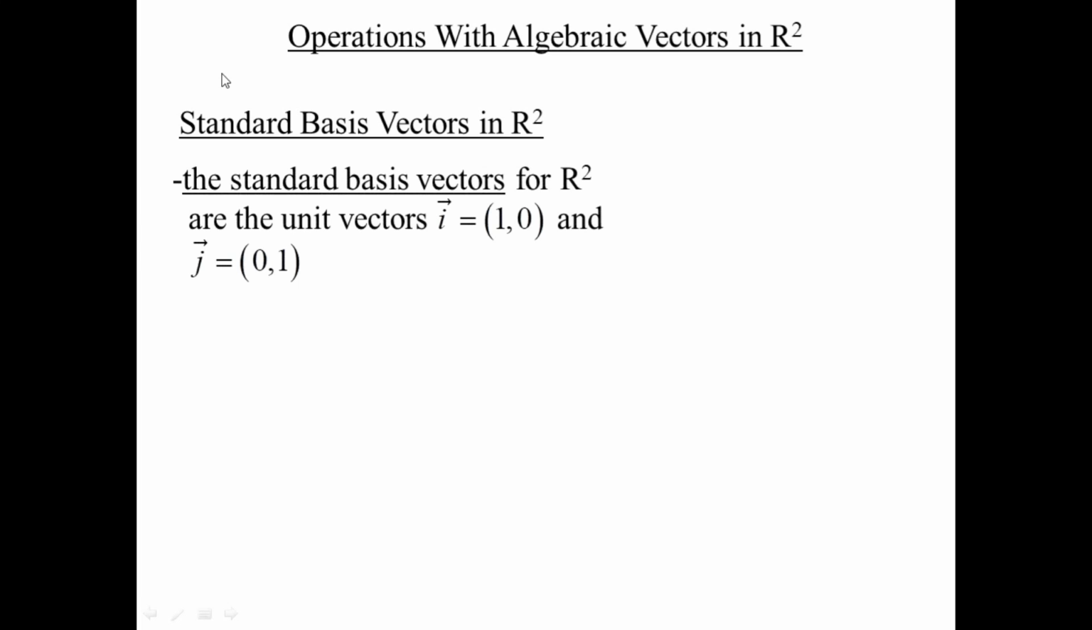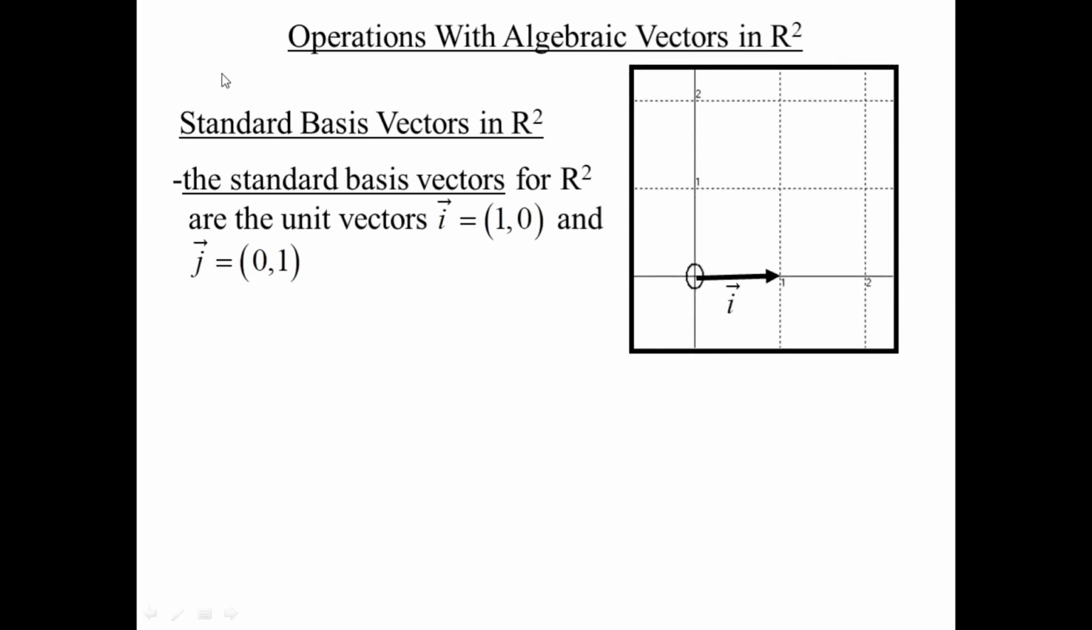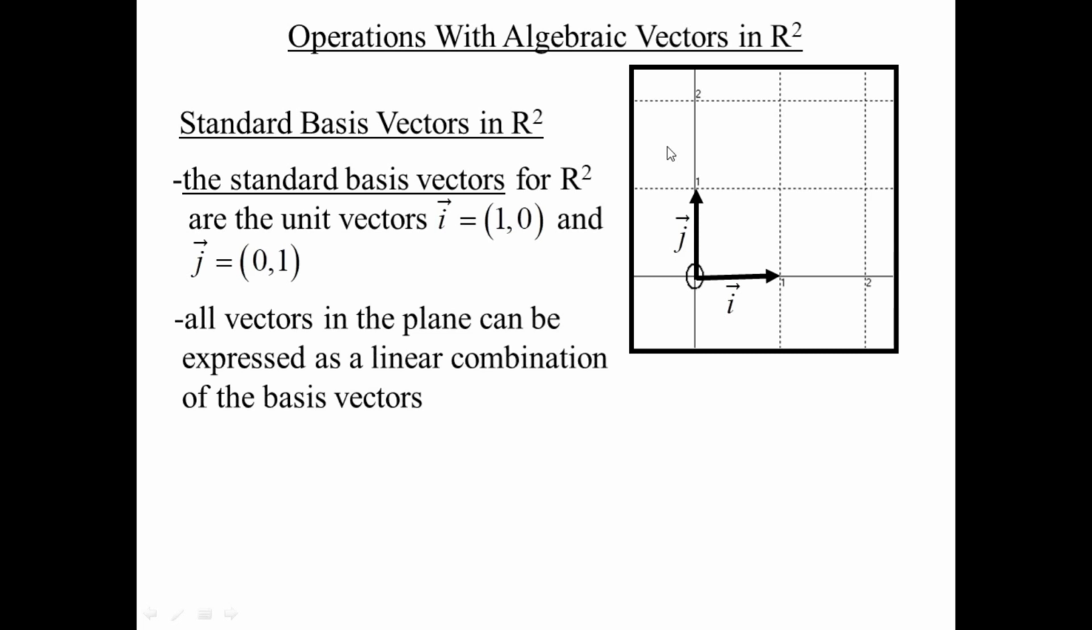The standard basis vectors for R cross R are the unit vectors i, (1, 0), and j, (0, 1). There they are, i and j. Now, any point in the entire two space can be expressed as a linear combination of i and j. All vectors in the plane can be expressed as a linear combination of the basis vectors.